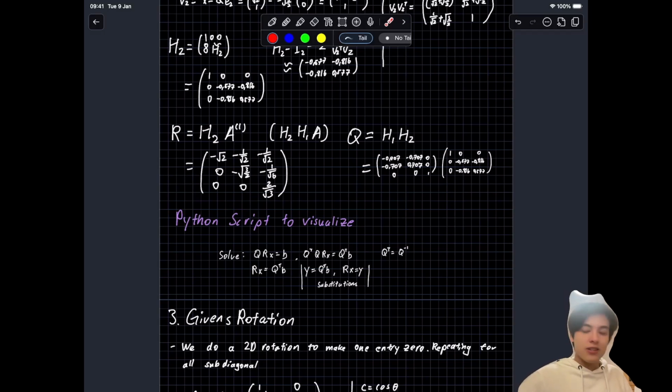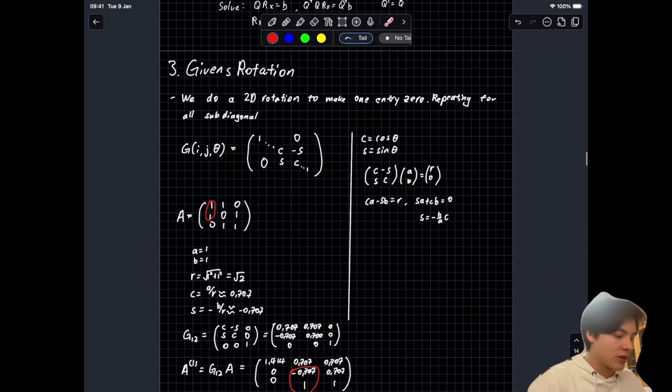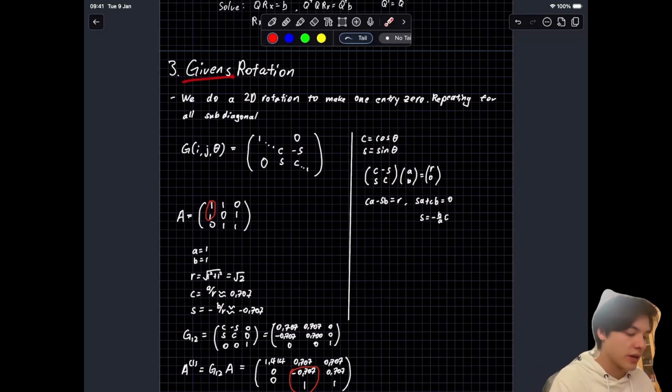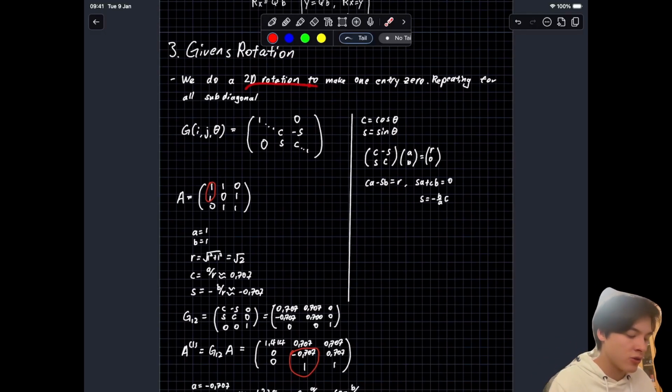So let's look at the next one. How else can we calculate our QR decomposition? We can do a Givens rotation. What is a Givens rotation? It's basically a 2D rotation to make one entry 0. And then we repeat it for all subdiagonals. A Givens rotation looks like this.